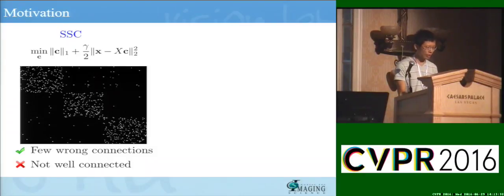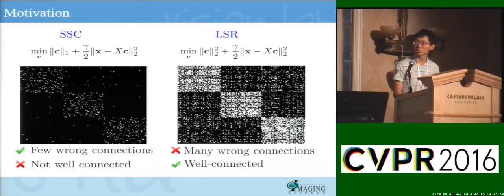Okay, so as an alternative, it has been proposed that we can use the L2 regularization instead of the L1 regularization, and as expected, we now have a dense graph, which solves the connectivity issue of the previous method. However, as we can see from the affinity on the right, there are many wrong connections in the off-block diagonal part, and that is an issue which may cause degraded clustering accuracy.